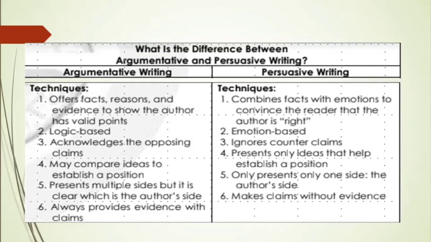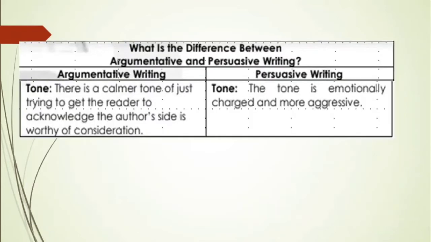It is always emotion-based. Persuasive writing ignores counterclaims. It presents only ideas that help establish a position. Persuasive writing presents only one side. It is the author's side, and it makes claims without evidence. For the tone, argumentative writing has a calmer tone, just trying to get the reader to acknowledge that the author's side is worthy of consideration. While in persuasive writing, the tone is emotionally charged and more aggressive.